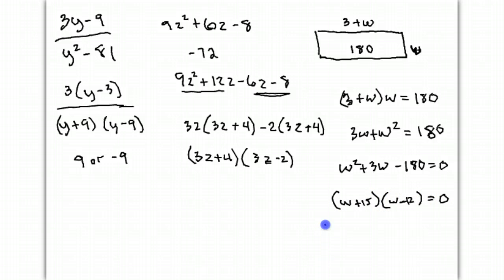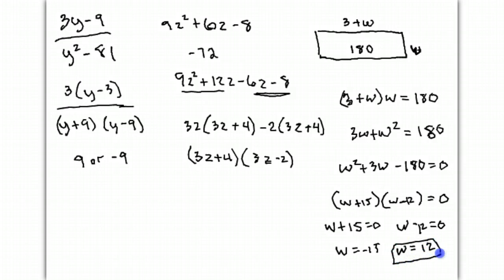So when you solve this, you're going to have w plus 15 equals 0 and w minus 12 equals 0. So this will give you w equals negative 15, which is not possible, since you can't have a negative width, or w equals positive 12. So the width is going to be positive 12.